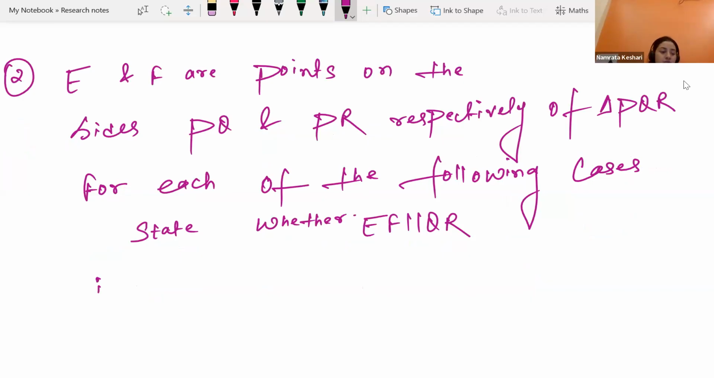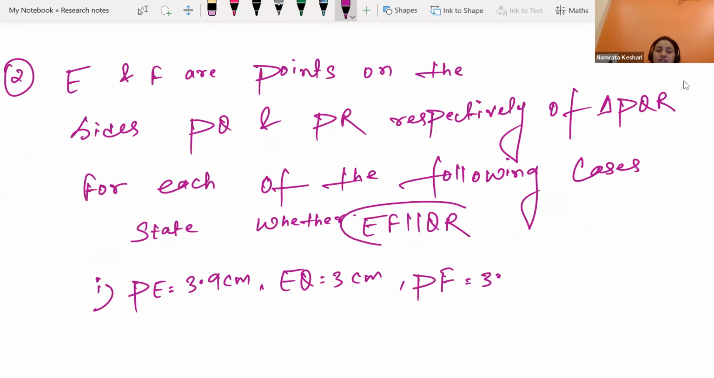Let's continue with this question. PE is 3.9 centimeter. EQ is 3 centimeter. So basically here, what we have to do is check whether EF is parallel to QR or not, on the basis of the sides given. That means if we check the ratio, if the ratio is the same, then we can say yes, it is parallel by the converse of the basic proportionality theorem.